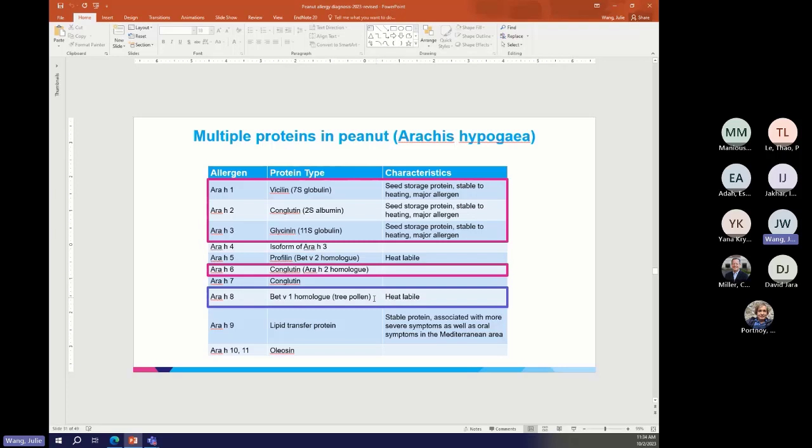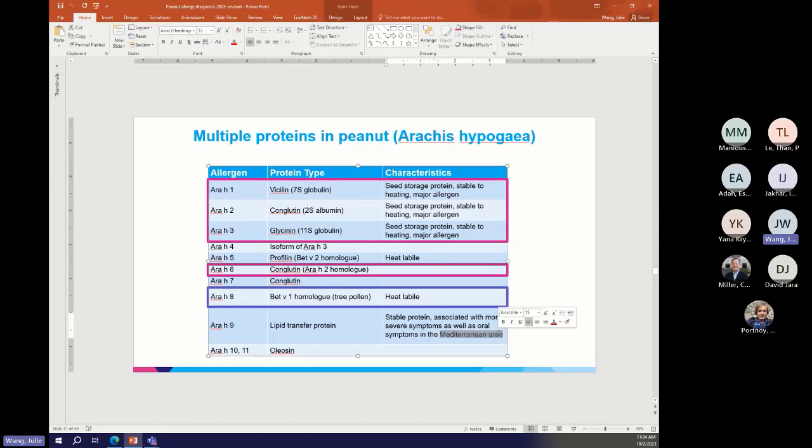And so people who have pollen allergies, so pollen food syndrome, may test positive for peanut via Ara h 8 if they are birch pollen sensitized. Also point out Ara h 9 is a lipid transfer protein. It's also a stable protein, can be associated with severe symptoms as well as oral symptoms, and this predominates in the Mediterranean area of the world.